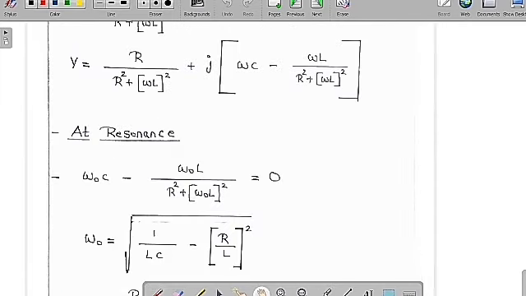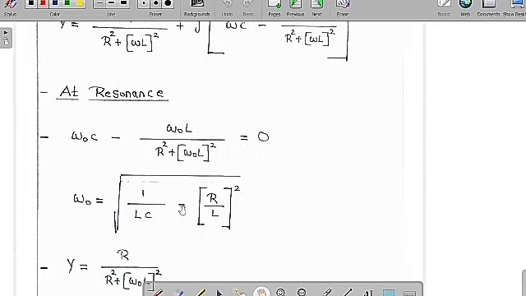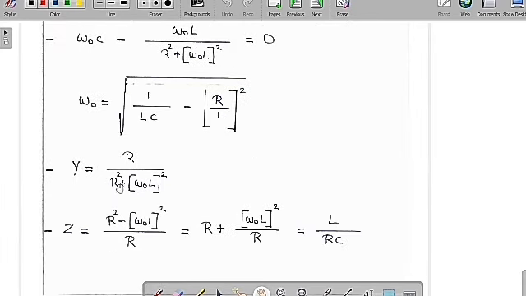Now I want to find at what point the circuit is at resonance. That means the imaginary part of the admittance must be equal to 0, so this part should be equal to 0. If you substitute here, at that particular frequency we are going to get omega naught, which is under root of 1 by LC minus R by L whole square. At this point we are going to get the resonance. If you substitute this omega naught in this expression, this value will become 0. If you do the simplification, finally we are going to get Y is equal to R by R square plus omega naught L whole square. This is the admittance at this frequency omega naught. And if you want the impedance, just take the reciprocal of this one, and we are going to get R square plus omega naught L whole square by R.